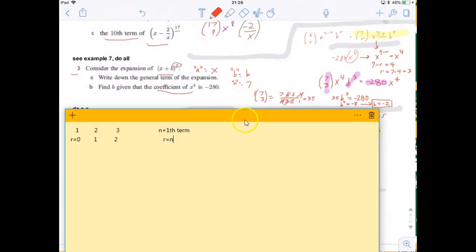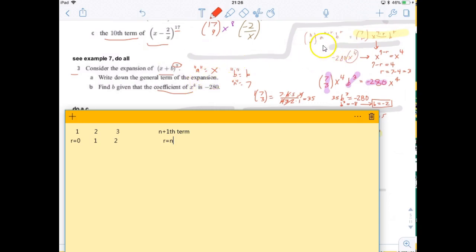All right, here's number 3. On number 3, it says, consider the expansion of x plus b to the 7th power. Write down the general term of the expansion. Okay, the general term of the expansion is going to look like this. This is pretty much copied from the formula on the formula sheet. N chooses R, a to the n minus r, b to the r.